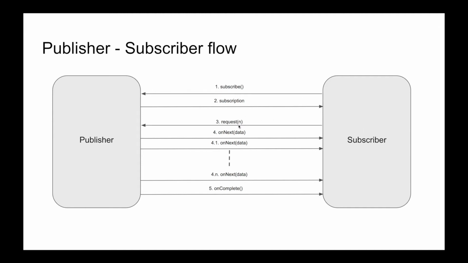It can specify the number of items it wants, or it may choose not to specify the number. Then in the next call, the publisher will send an onNext signal with some data to the subscriber. This onNext signal will flow from publisher to subscriber until all the data are transferred, and then finally the publisher will send an onComplete signal to the subscriber. So this is the basic publisher and subscriber flow. Don't worry if you don't understand everything, it will become clearer once we start writing code.